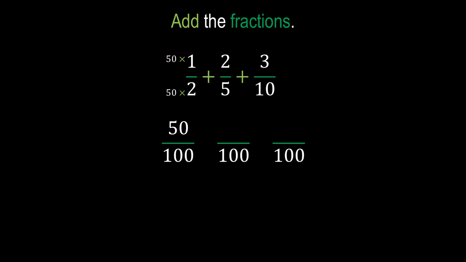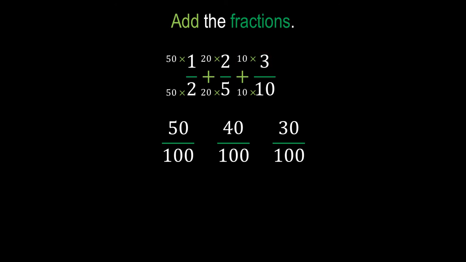Next we look for the number which is multiplied by 5 to get 100, and that number is 20. So we multiplied the same number with the numerator. 20 times 2 equals 40. Lastly, we look for the number which is multiplied by 10 to get 100, and that number is 10 itself. So we multiplied the same number with the numerator. 10 times 3 equals 30.